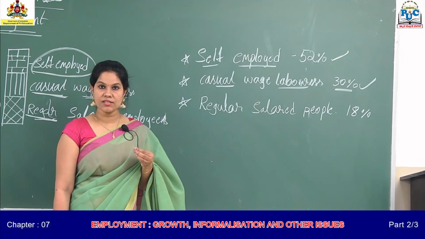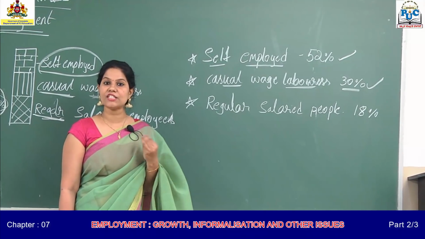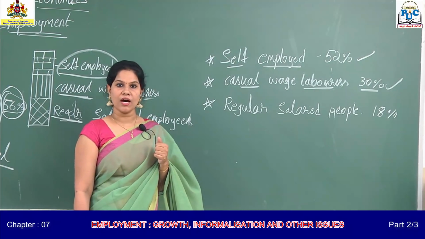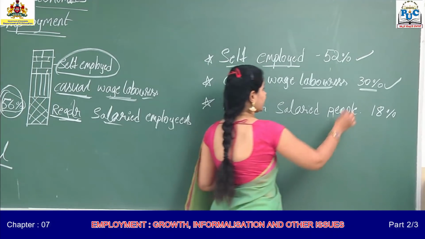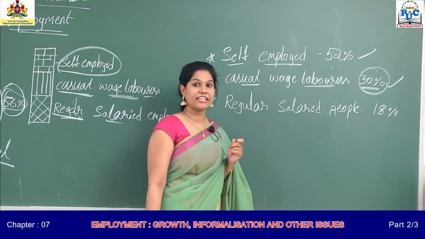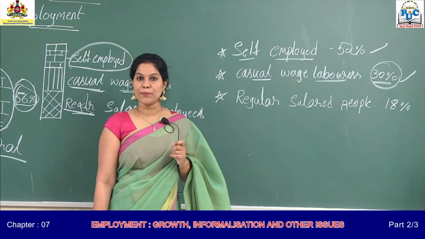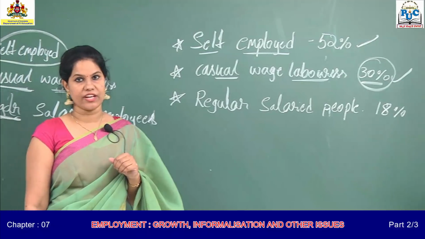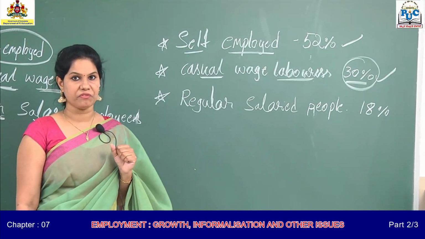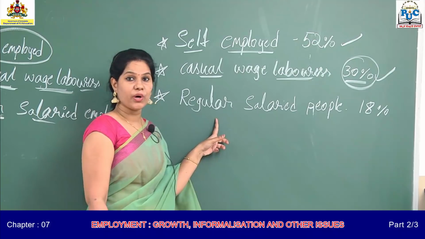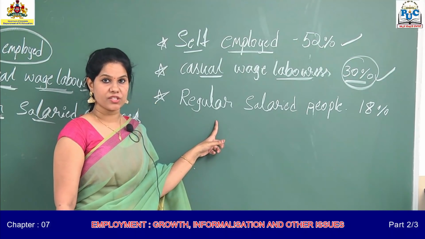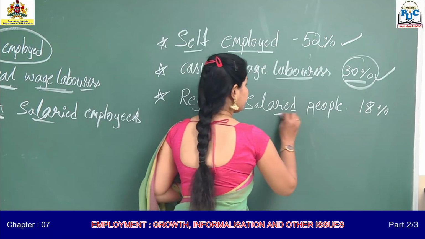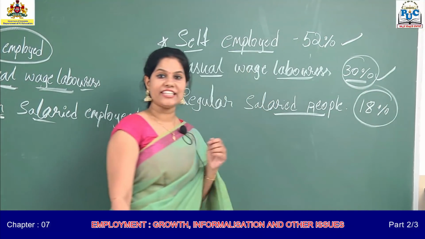Their wages, nothing is fixed, including the place. Percentage-wise, 30% of the employed population in the country are employed as casual wage laborers. It's really very big, and we talk about it. And the last one, the sector with the least participation, is regular salaried people. It is only 18%.